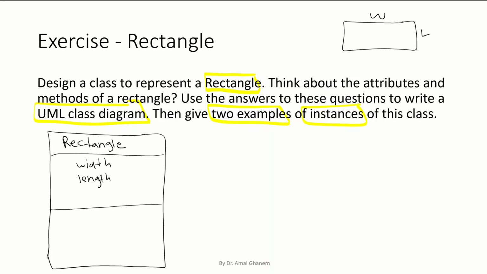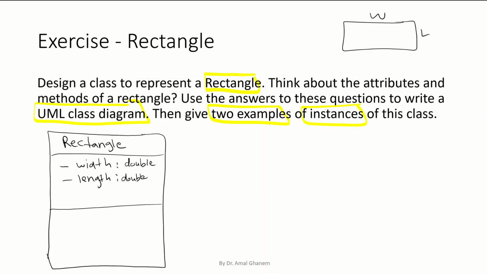Now, we need these attributes to be private, so I have to say minus. And I have to specify the data type. For the data type, I'll say colon, and then I will say double. And again, I will have colon here, and I will say double. So I'm done with the attributes.